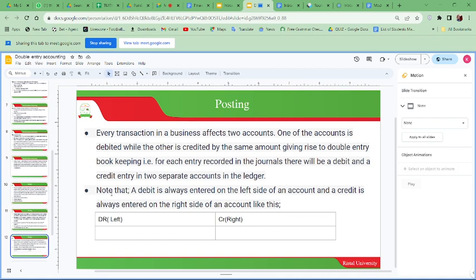We have to note that a debit is always entered on the left side of an account, and a credit is always entered on the right side of an account. So this is the example. We have the T format, with debit at the left-hand side, then credit at the right-hand side.